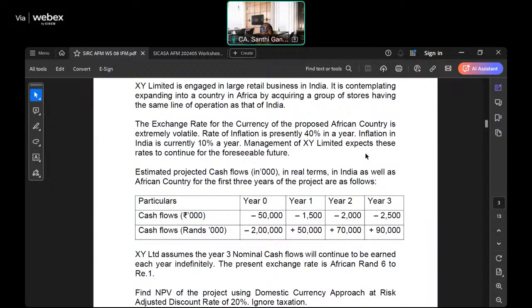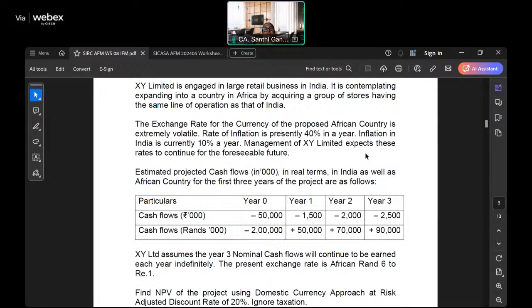The exchange rate for the currency of the proposed African country is extremely volatile. Rate of inflation is presently 40% a year. Inflation in India is currently 10% a year. Management of XY Limited expects these rates to continue.